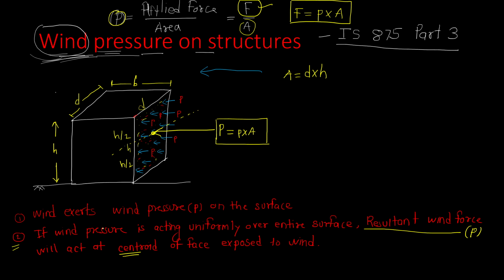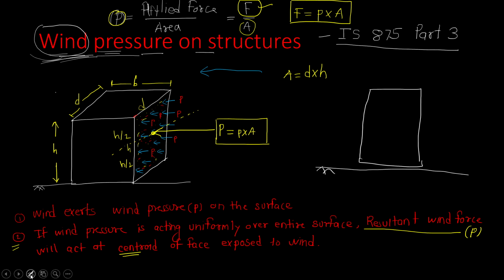Now याला जर फ्रंट व्ह्यू मध्ये आपण काढला, if we draw it in the front view, it will look like this. So this is our building. This dimension is B and this is H. The resultant force that is acting is this P, and it is equal to p into area. And here distance किती आहे, this distance is h/2.